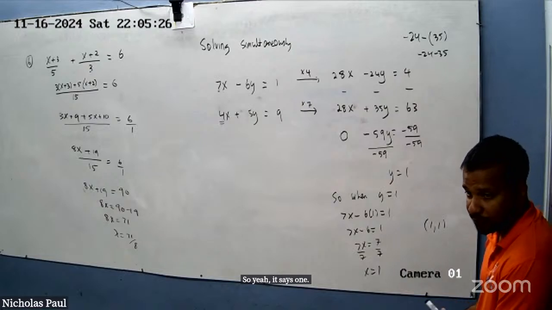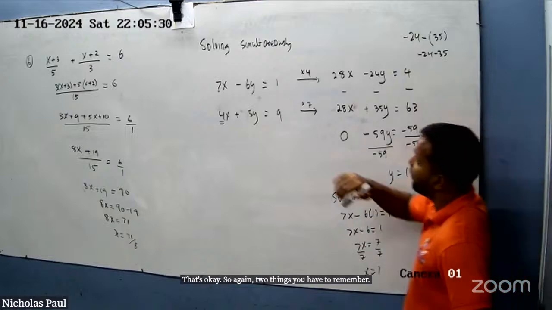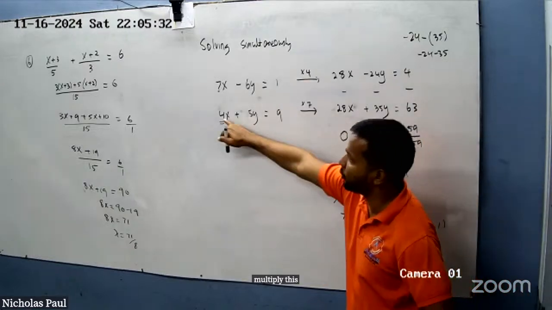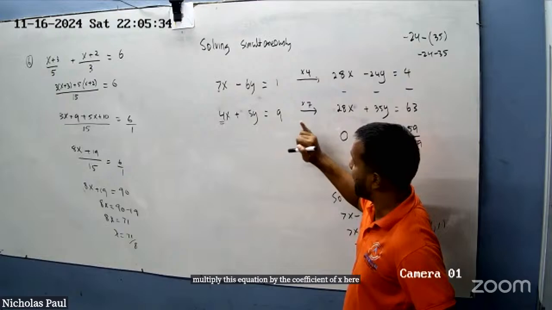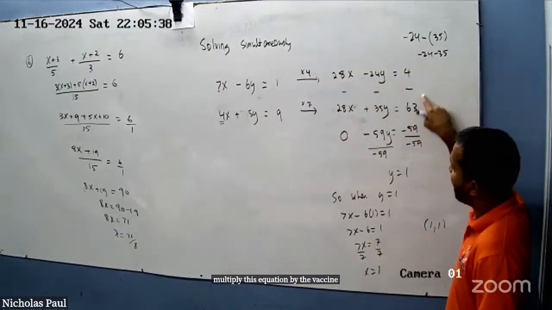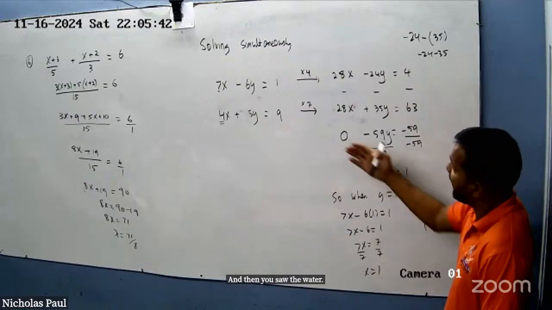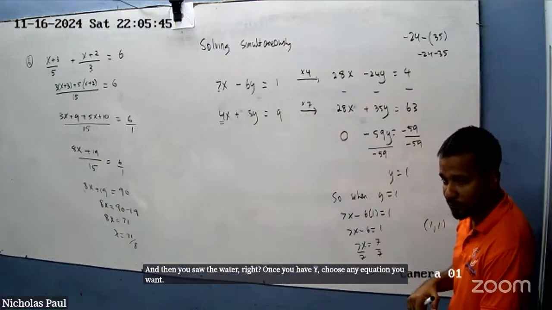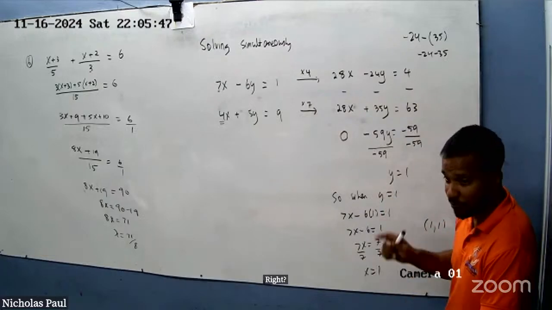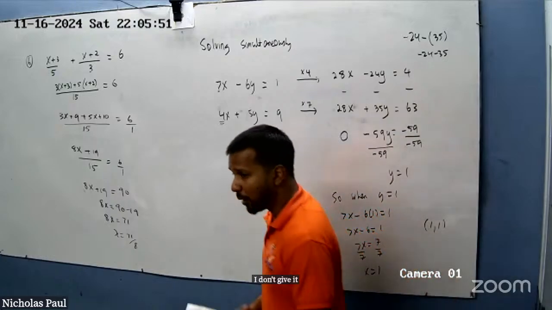Again, three things you have to remember. Multiply each equation by the coefficient of x in the other equation. Once you do that properly, you subtract, and then you solve for y. Once you have y, choose any equation you want. Same process over and over. Are you okay with that? Copy it down. Let's try one.